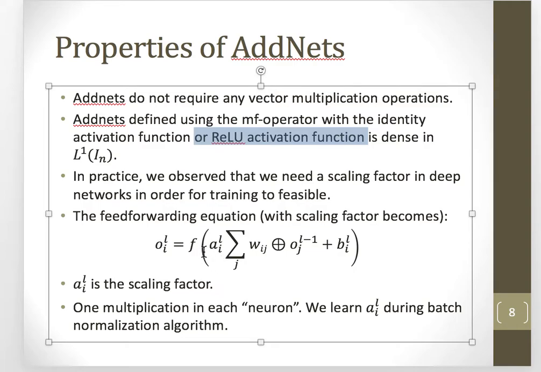On the positive side, in each neuron we essentially perform a single multiplication. We have the scaling function in each neuron. Alpha_l is the scaling factor here, and we perform a single multiplication in each neuron. That is the slope of the ReLU, rectified linear unit, function. And we learn these weights during batch normalization.